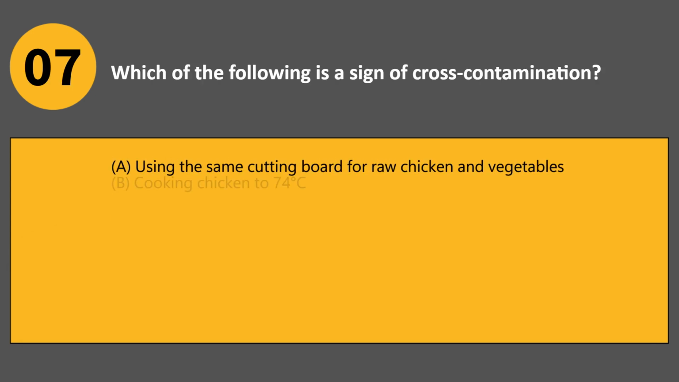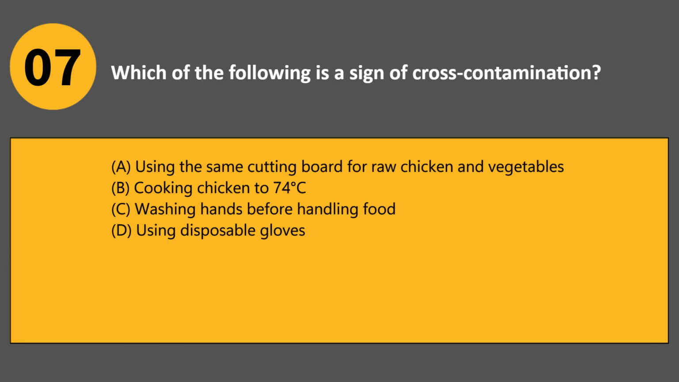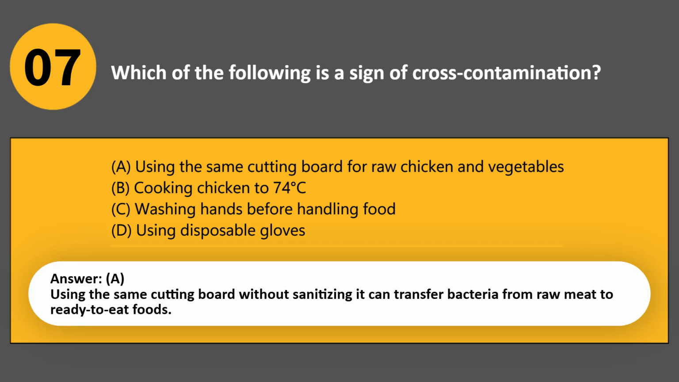Which of the following is a sign of cross-contamination? A. Using the same cutting board for raw chicken and vegetables. B. Cooking chicken to 74 degrees Celsius. C. Washing hands before handling food. D. Using disposable gloves. Answer, A. Using the same cutting board without sanitizing it can transfer bacteria from raw meat to ready-to-eat foods.